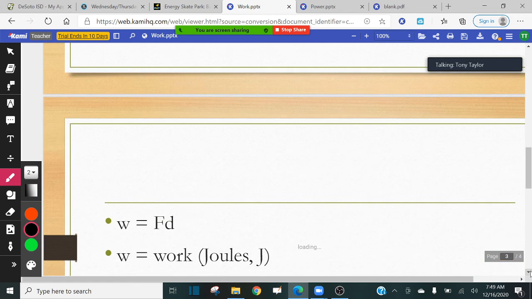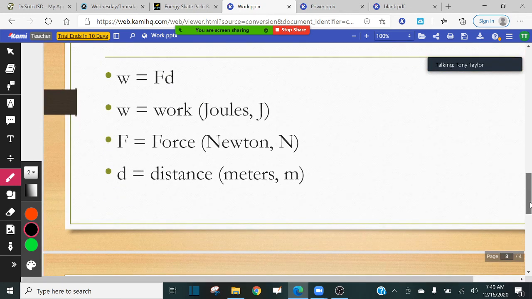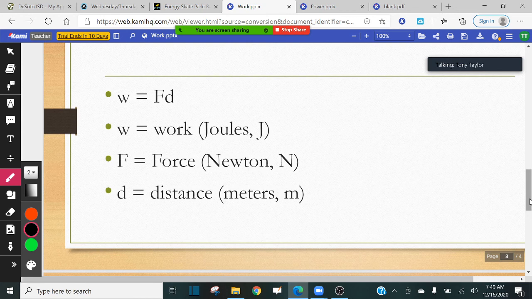So, guys, I'm going to say this on your tests, and also whenever you're working out your homework problems, please be sure that you're looking at your units and that you're getting your units correct. So we know work is equal to force times distance. Guys, the unit for work is joules. The same unit that we use for energy is also the same unit that we use for work. Remember, there's this relationship between work and energy. Force we know is in newtons, and distance we typically say is in meters. So keep this in mind whenever you're working on your problems.